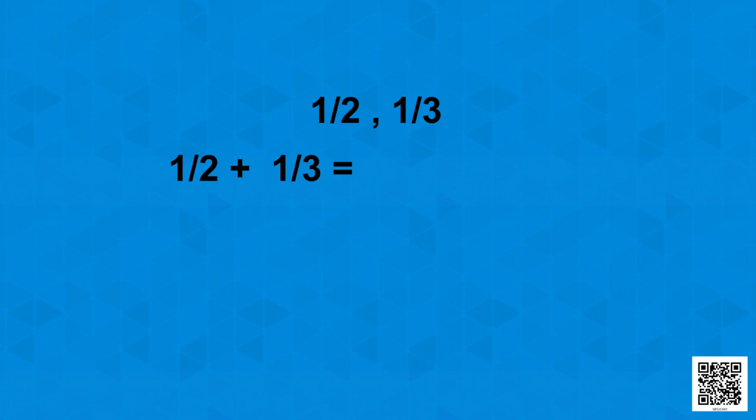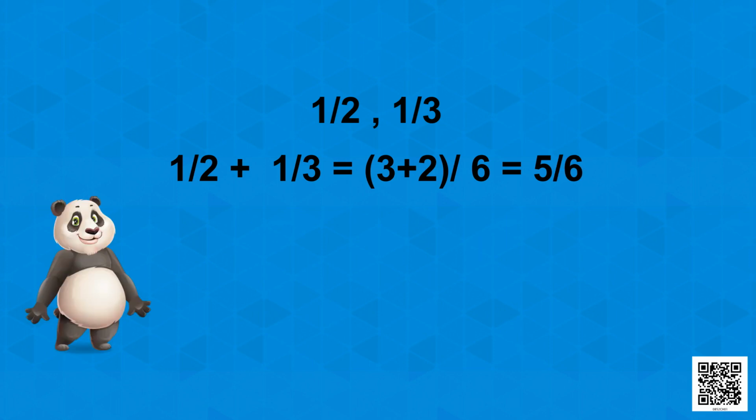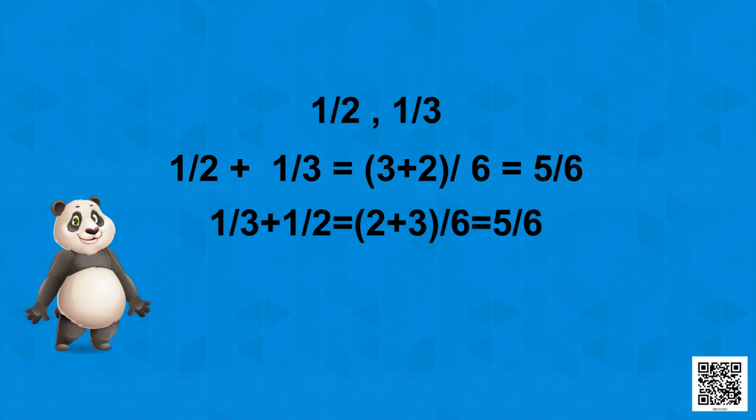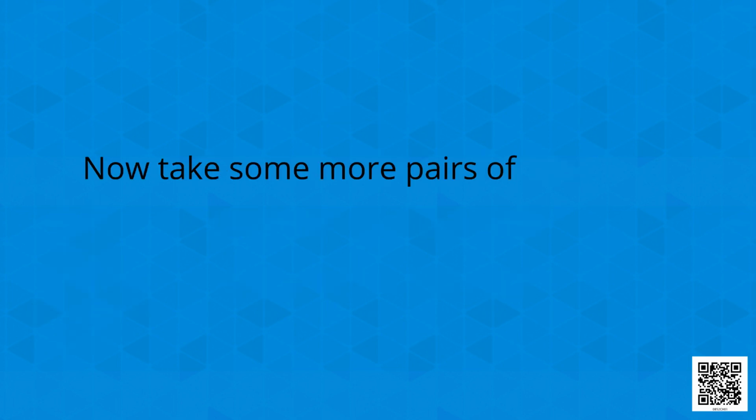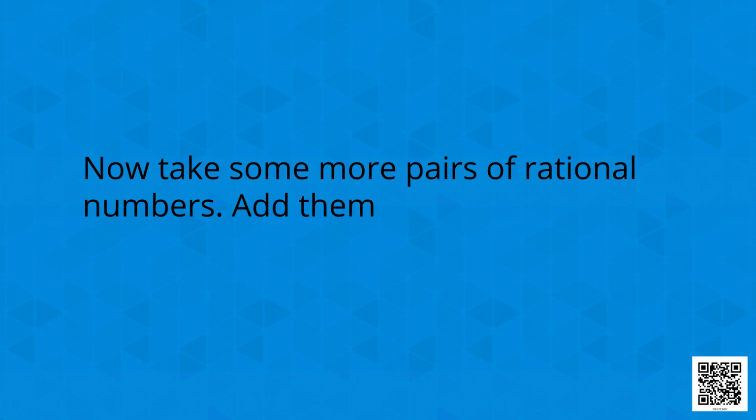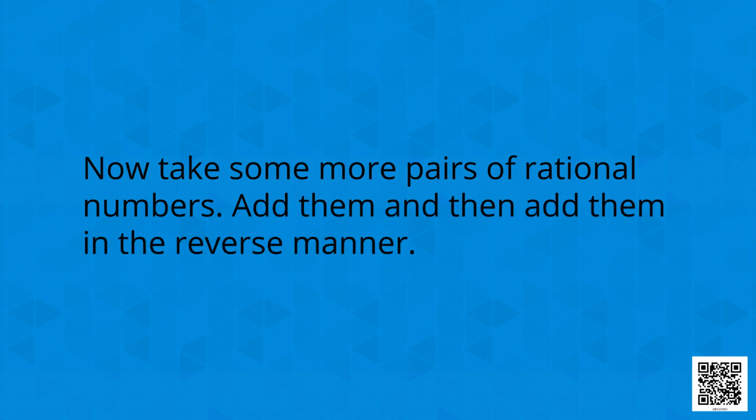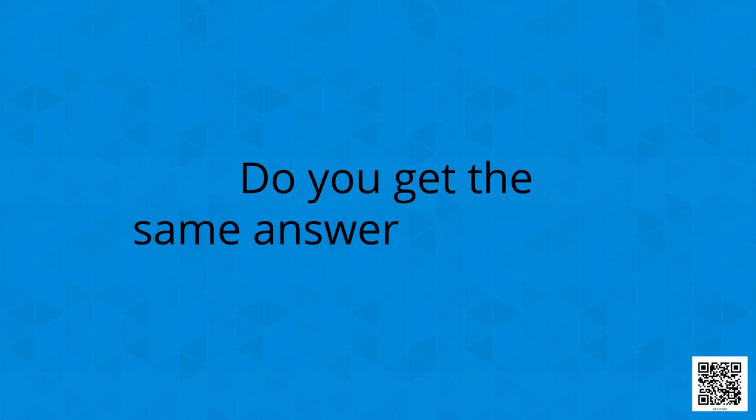We got 5 upon 6. Hey Gillu, you have added it in the reverse manner, but the answer is same. This means 1 upon 2 plus 1 upon 3 is equal to 1 upon 3 plus 1 upon 2. Now take some more pairs of rational numbers. Add them and then add them in the reverse manner. Do you get the same answer every time?